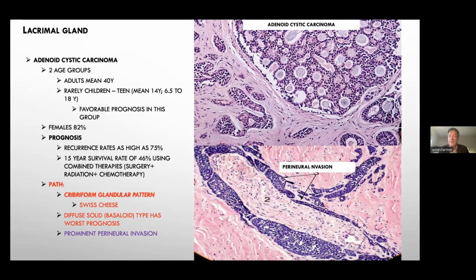You're familiar with the histology; it's like a minor salivary gland, most common neoplasm, with a cribriform glandular architectural pattern, so-called Swiss cheese. The more diffuse or solid it is, the worse the prognosis, and it's very notorious for its prominent perineural invasion.